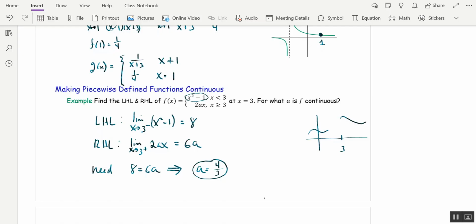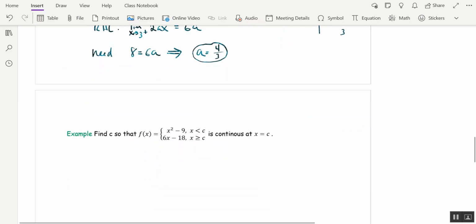Okay, we'll do one more. So same problem, except now I've got the variable over here in the interval. We want to find c so that f is continuous at x equals c. So again, left-hand limit. You should probably pause the video, do this one yourself, and see if you did it right. So left-hand limit, limit as x approaches c from the left of x squared minus 9.